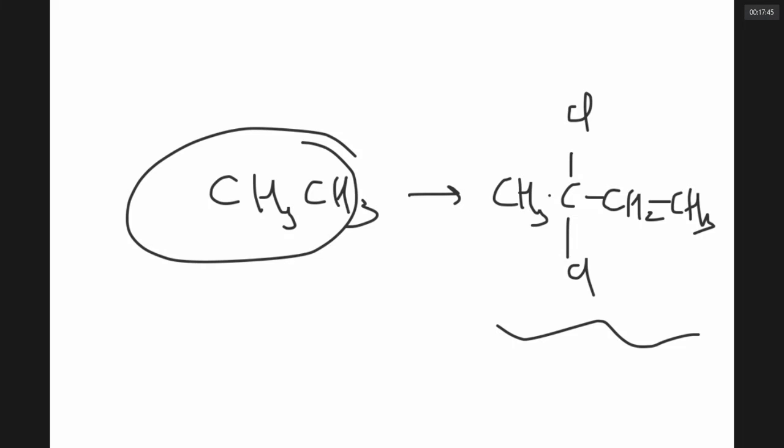Hint number 1, convert into ethyl chloride. Hint number 2, convert into ethene. Hint number 3, convert into vicinal dihalide. Hint number 4, convert into alkyne. Hint number 5, convert the alkyne into butyne. Then go on reacting with HCl.